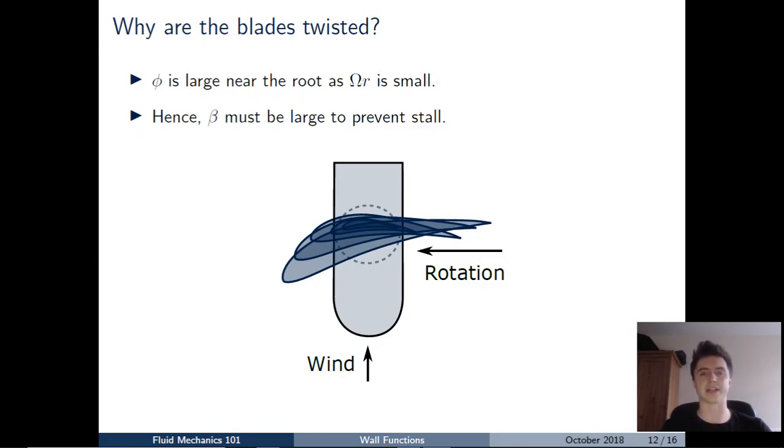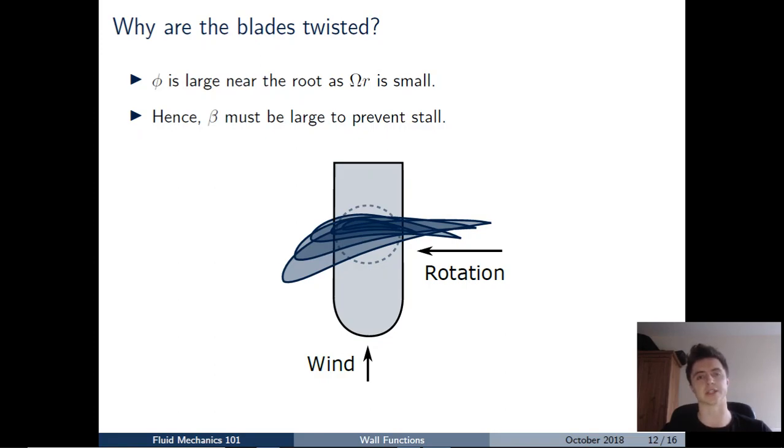So now it's worth thinking back to our entire blade. Remember there we just took a single section, a single slice through the blade. And remember that those aerofoil sections near the root have a large flow angle phi because the rotational velocity is small, and therefore we have to have a large twist angle for those aerofoil sections. So beta has to be large in order to limit that angle of attack alpha. Whereas at the tip, the rotational velocity component is large, so the flow angle phi is small, so we don't have to twist the aerofoil sections.